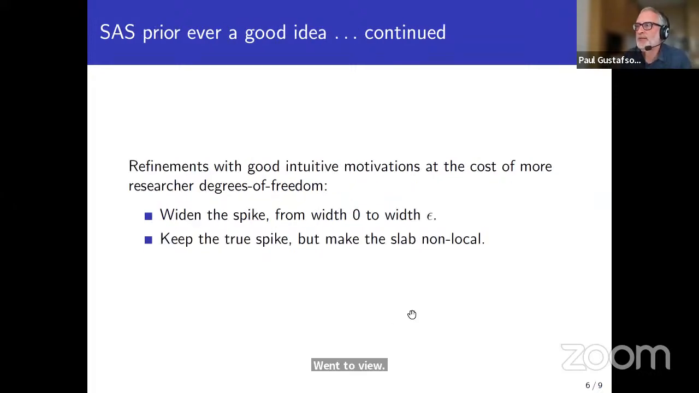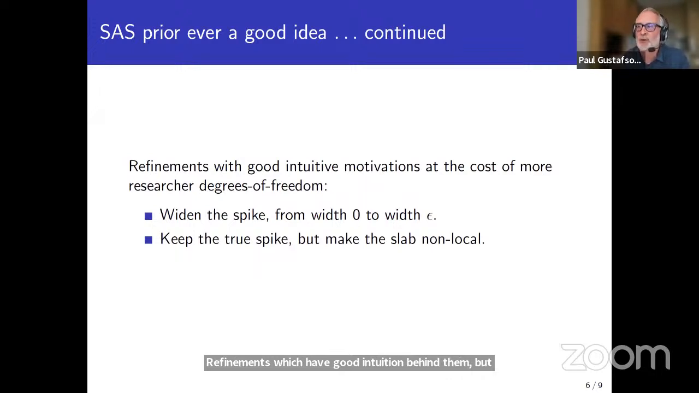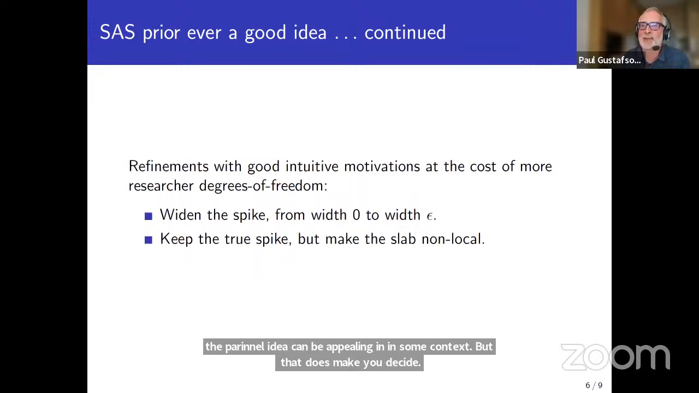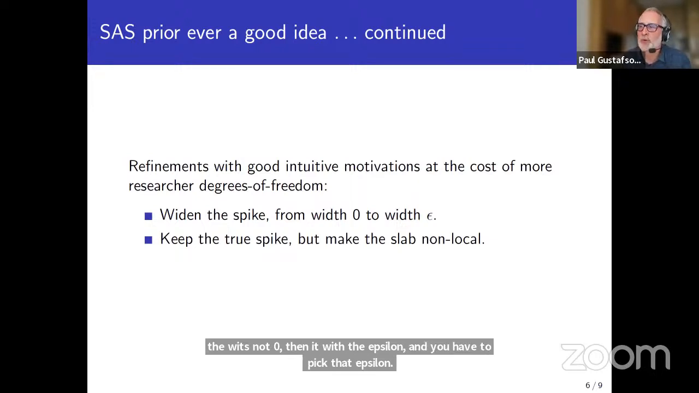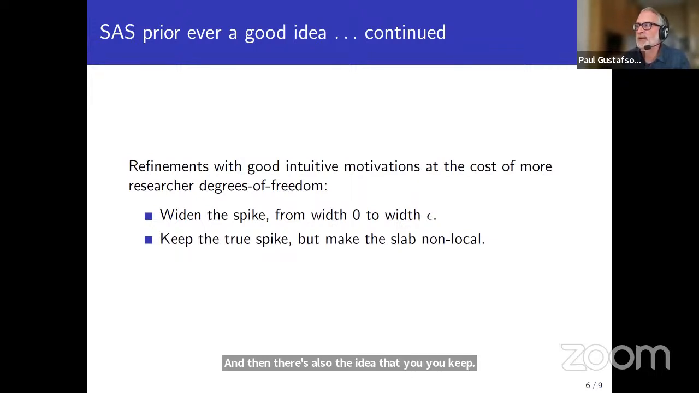To elaborate on a couple of the themes in the discussion, there are lots of good ideas about refinements which have good intuition behind them, but as is often the case, those refinements add to the researcher degrees of freedom. The peri-null idea can be appealing in some contexts, but if the width's not 0, then the width is epsilon, and you have to pick that epsilon. And then there's the idea that you keep the true point mass spike in the spike and slab prior, but you make the slab non-local, vanishing at 0 and having modes away from 0. But of course, that's more degrees of freedom: how far away from 0 do those modes go, and how high are they? So trade-offs are there for sure.